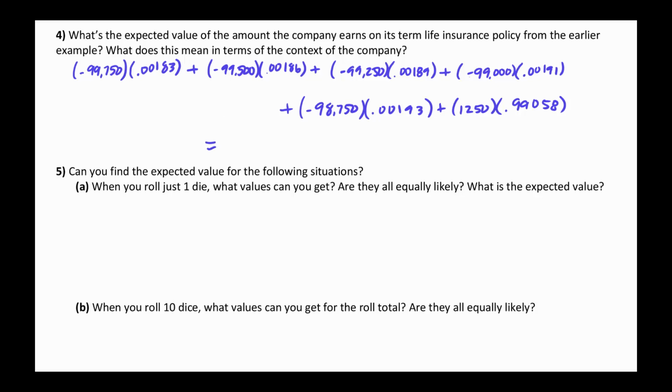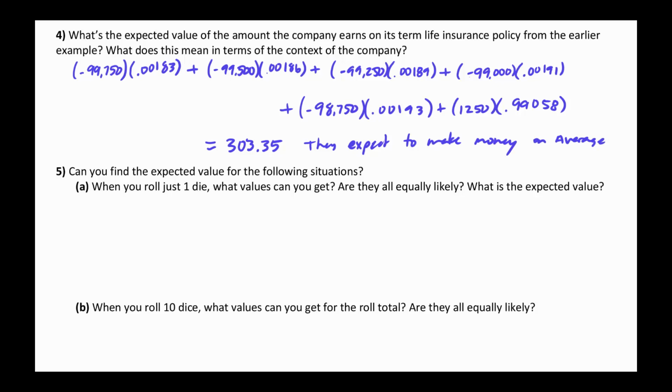If we're making a negative amount, that means the company is losing money. Hopefully this is a positive. So if you put this in your calculator, you run it all through, you get 303.35. So what does this mean? It means they expect to make money on average from each person.